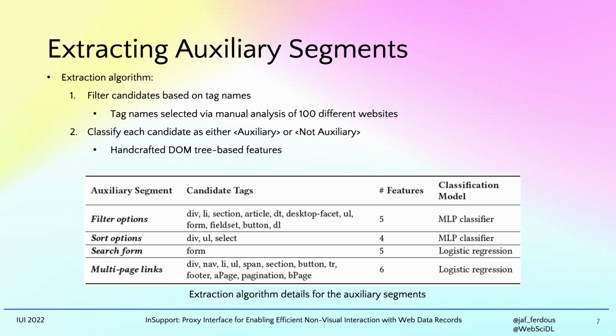The predefined list was compiled after a manual analysis of 100 web pages from top visited websites belonging to different domains such as shopping, travel, job search, and classified. Then the algorithm extracts a set of hand-engineered features from the DOM subtree of all candidates. The extracted features representing each candidate are then fed to custom-built machine learning models that use classification to determine whether the candidate is the intended auxiliary segment.